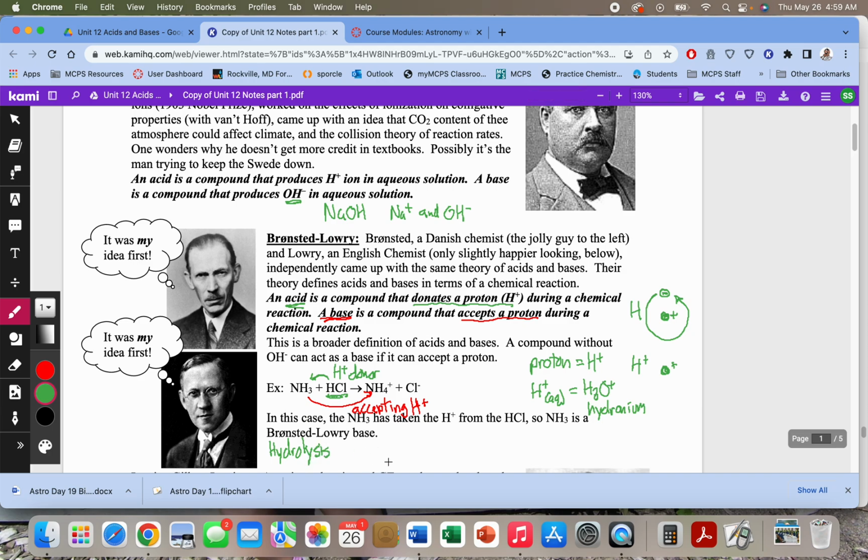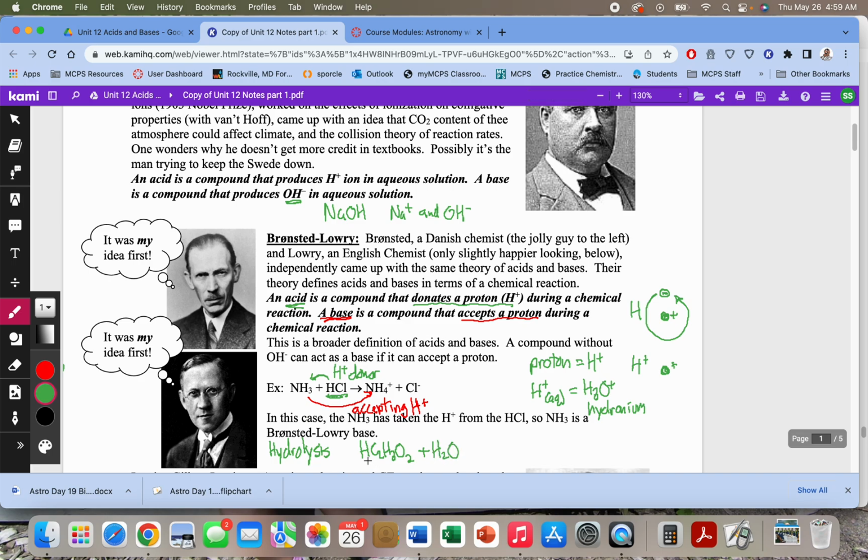Better. So when we have hydrolysis, we can take a weak acid. So if I take something like HC2H3O2, I can put it in water.